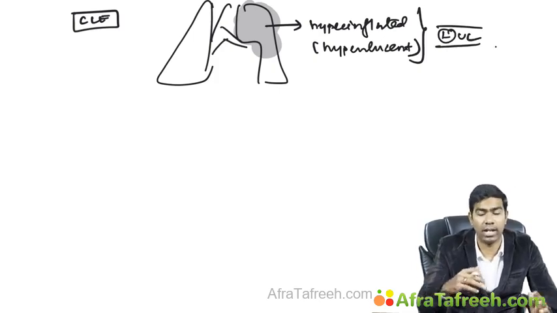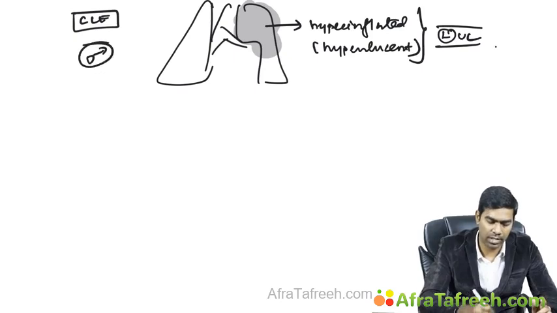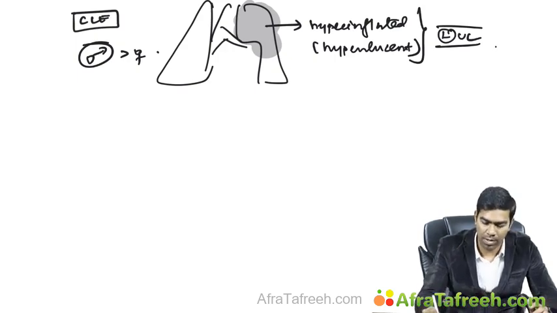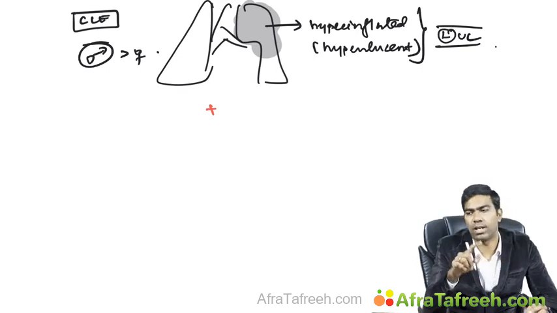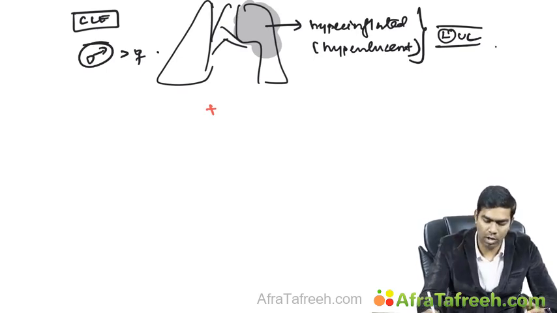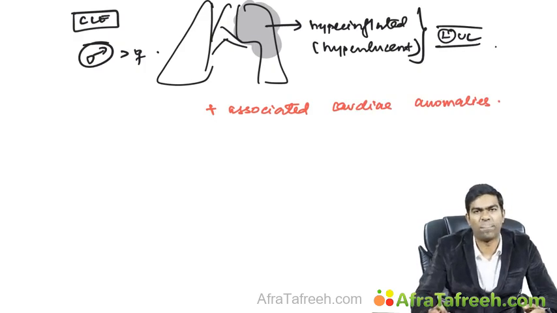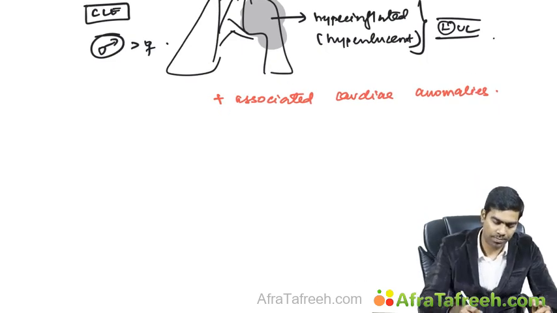Unlike CPAM, this has a sex predilection where male children are very commonly affected than female children. Clear? Again, symptoms depend on the size and all those things. Whatever I told you about symptoms is going to apply here also, there is no doubt. But very importantly, CPAM will not have any cardiac anomalies associated, but this very commonly has associated cardiac anomalies. Associated cardiac anomalies are extremely common with your congenital lobar emphysema.